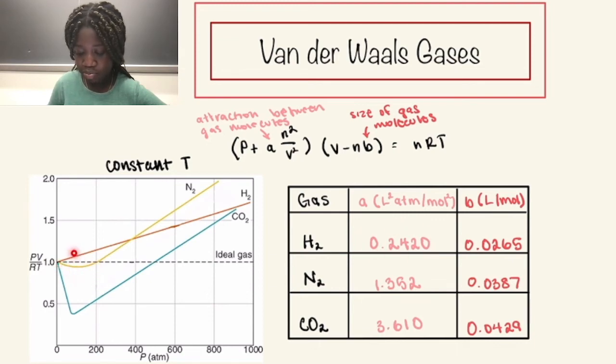Now let's look at the b constant. This table is also ordered in smallest to largest b constant. So CO2 has the largest gas molecules, followed by N2, and then H2. The b constant corresponds to the slope of the curves. So the larger the b constant, the steeper the slope.